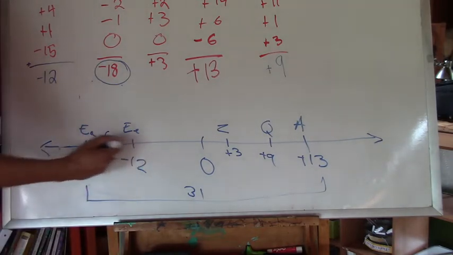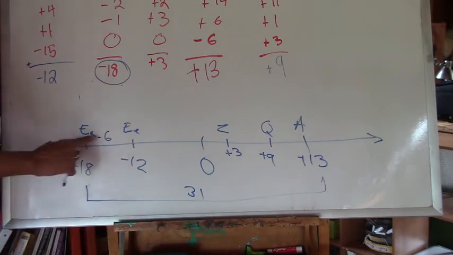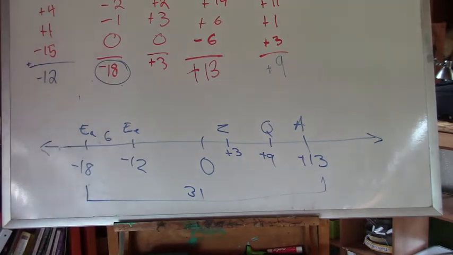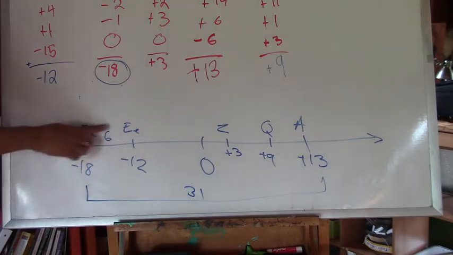Now, if I go from here to there, I can say it's negative 6. But the difference between those two is 6. The difference between two numbers, I don't care if they're both negative or negative and a positive, is always going to be positive. All right, let's take a look at another thing.